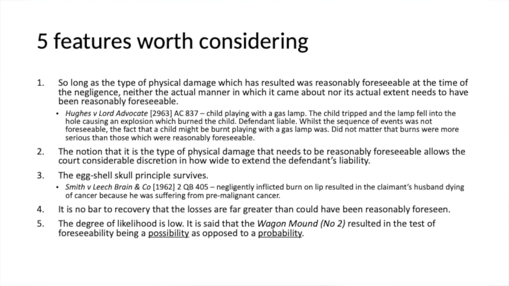Fourth, it's no bar to recovery that the losses are far greater than could be reasonably foreseen. Again, Hughes and Lord Advocate is a good example of that. And fifth, the degree of likelihood is low. It was said in the Wagon Mound, number 2, that the test of foreseeability is a possibility as opposed to a probability. And that's quite an important point, that it's possibility, not probability.